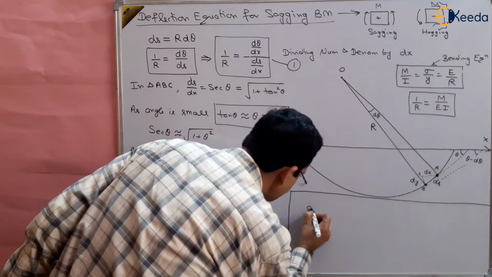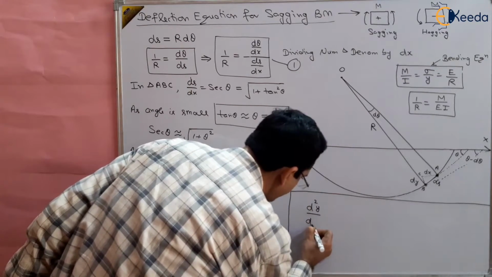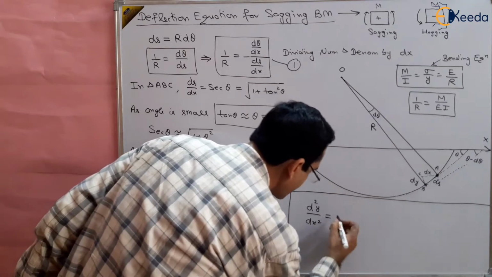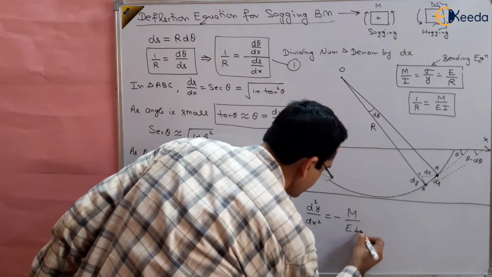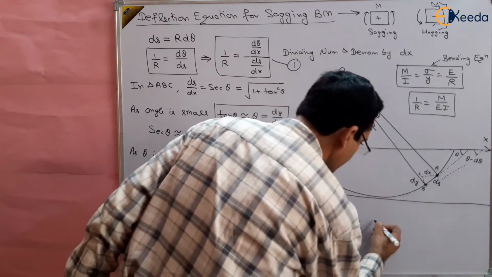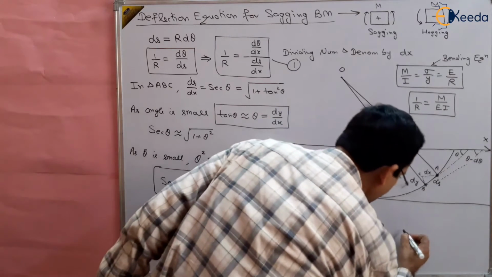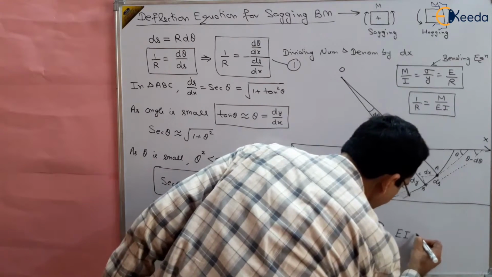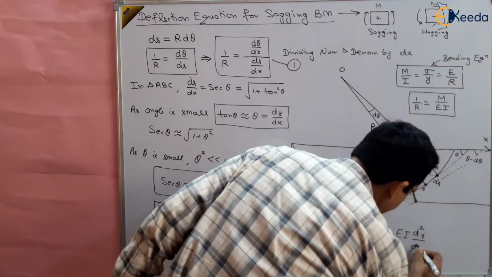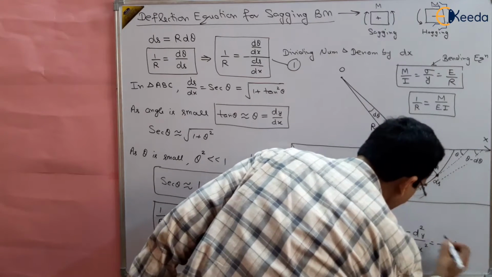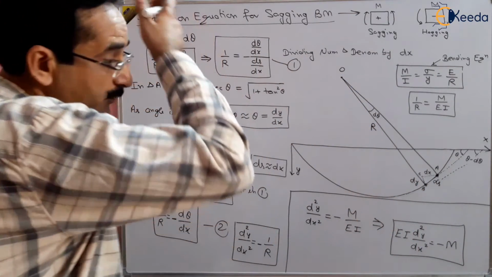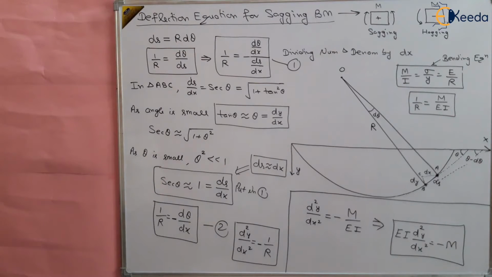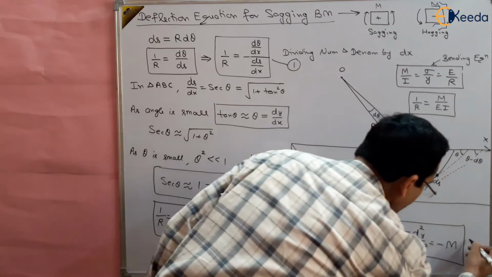So here 1 by R can be replaced with M by EI. So d2y by dx square can be written as minus M by EI, right? Or from here we can write the final equation that EI d2y by dx square equal to minus M, which you have to remember. So this is the deflection equation for sagging bending moment, right? So this is a very important equation.